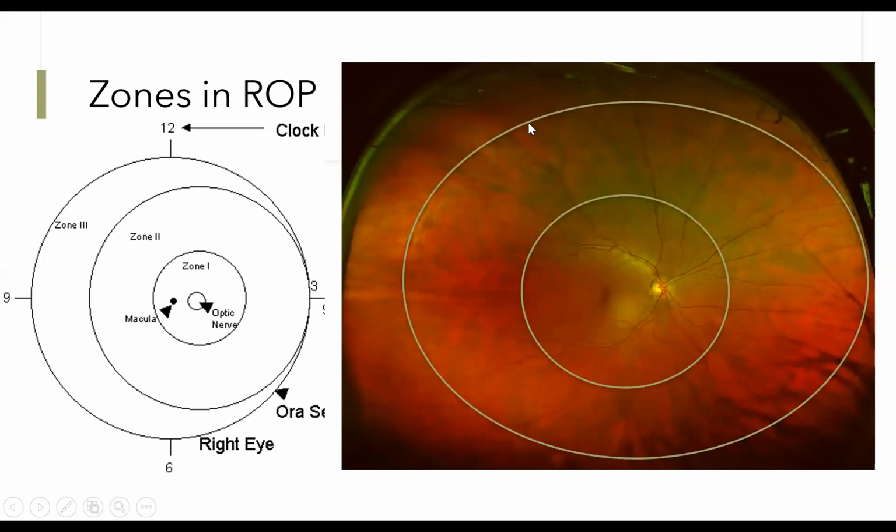Zone 2, and the rest of the peripheral retina is zone 3. So we divide the whole of the retina into three parts: zone 1, zone 2, and zone 3. The vessels will move from zone 1 to zone 2, zone 2 to zone 3, and once they reach the ora serrata, we will say the baby is fully vascularized. So we don't need to see those babies again for retinopathy of prematurity.